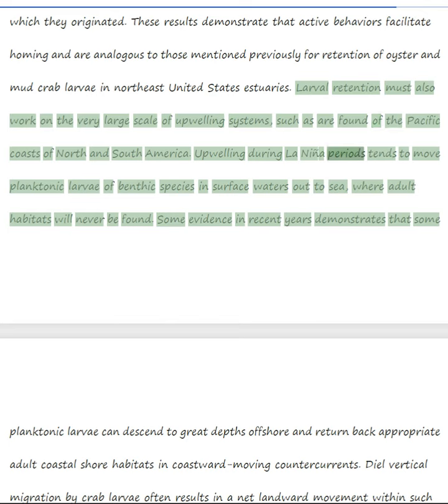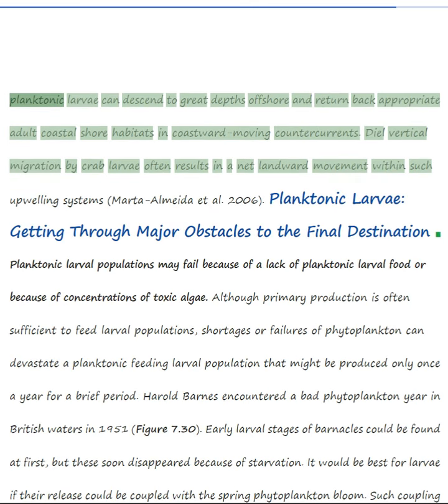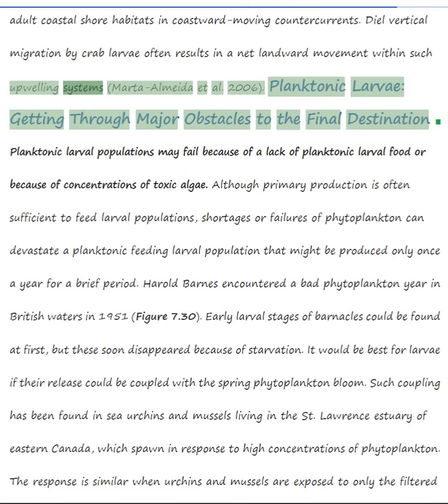Upwelling during La Niña periods tends to move planktonic larvae of benthic species in surface waters out to sea, where adult habitats will never be found. Some evidence in recent years demonstrates that some planktonic larvae can descend to great depths offshore and return to appropriate adult coastal shore habitats in coastward moving countercurrents. Vertical migration by crab larvae often results in a net landward movement within such upwelling systems. Planktonic larvae getting through major obstacles to the final destination.